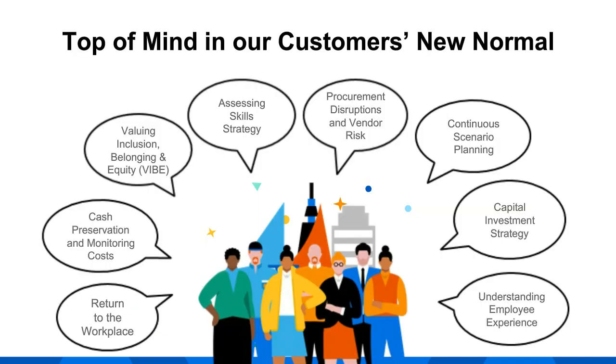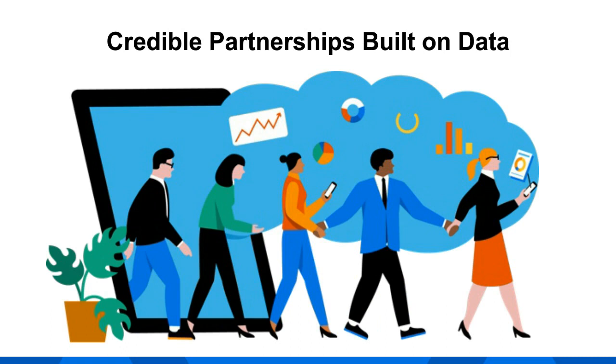Now, I spend a lot of time talking to customers, and this is what they tell me they're working on. Finance teams are prioritizing cash preservation and monitoring costs, procurement disruptions and vendor risk, capital investment strategy, and continuous scenario planning. With HR teams, we're talking about employee experience, returning to the workplace, diversity and inclusion, as well as reassessing skill strategy. And make no mistake, tough decisions are being made all around. So now, more than ever, everyone needs to work together. And doing so requires accurate and reliable data that the organization trusts.